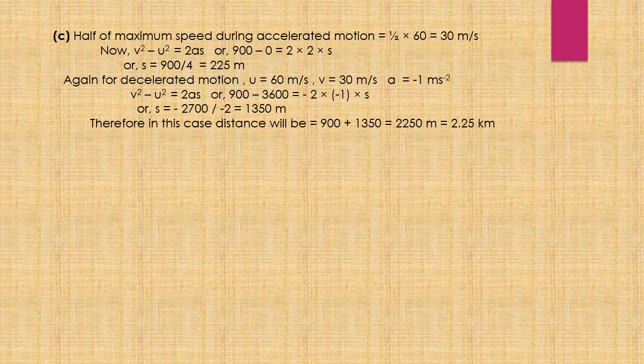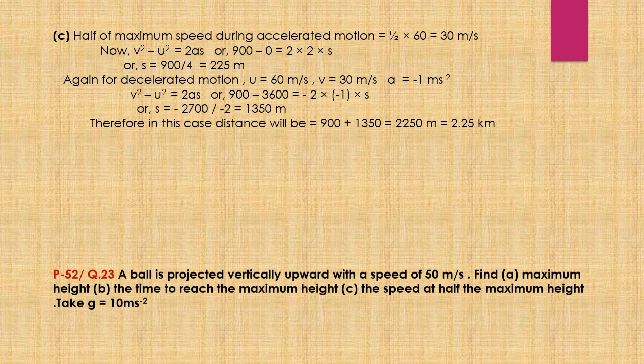Using the equation v square minus u square is equal to 2as, we get 900 minus 3600, that is equal to minus 2 into minus 1 into s, or s is equal to minus 2700 upon minus 2, that is equal to 1350 meter. Therefore in this case distance will be 900 plus 1350, that is 2250 meter, that is 2.25 kilometers.